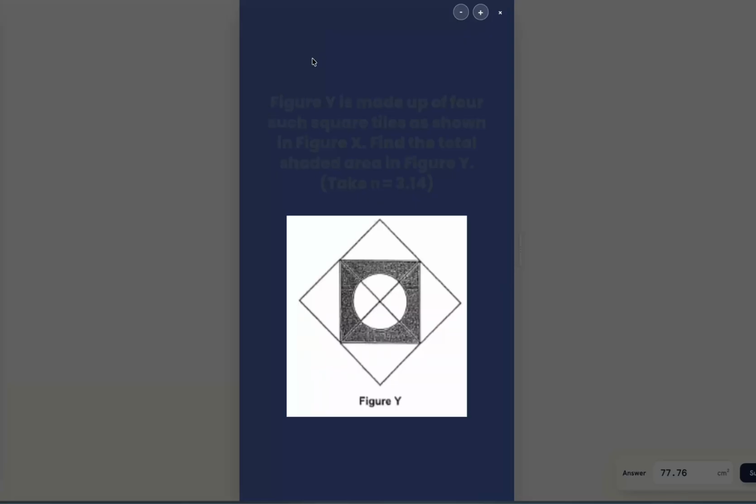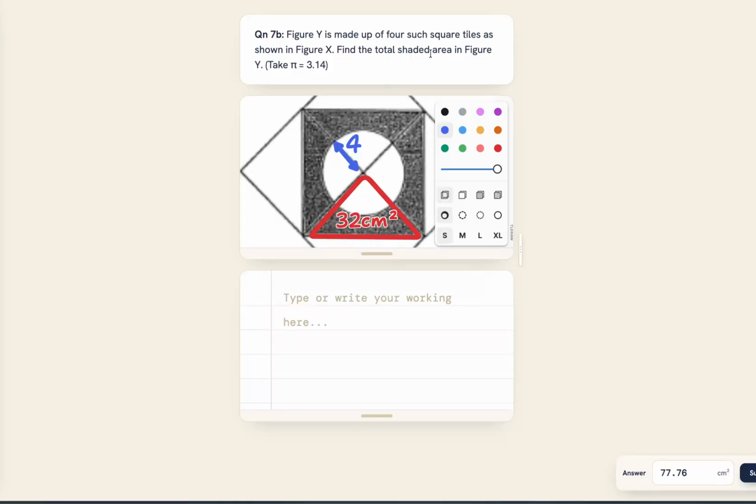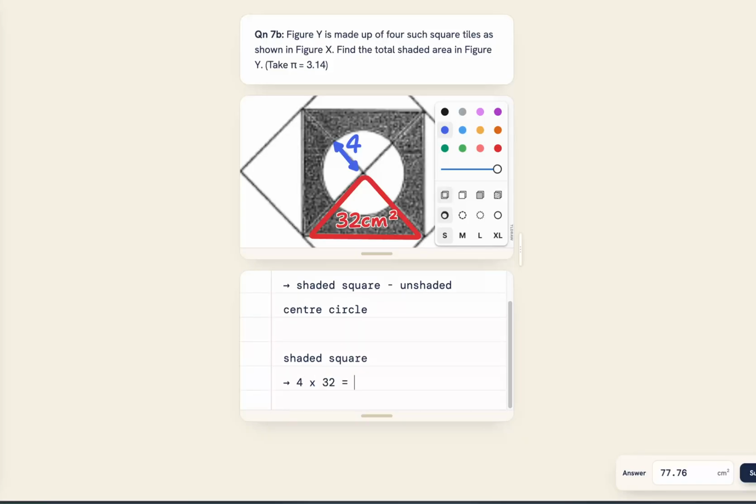Question 7, part B. Figure Y is made out of 4 such square tiles as shown in figure X. Find the total shaded area in figure Y. So to find the total shaded area in figure Y, I will say total shaded area is basically the shaded square minus the unshaded center circle. So we need to find the shaded square in red. So shaded square, pretty straightforward. Basically 4 times 2. This will give us 128 centimeters square.